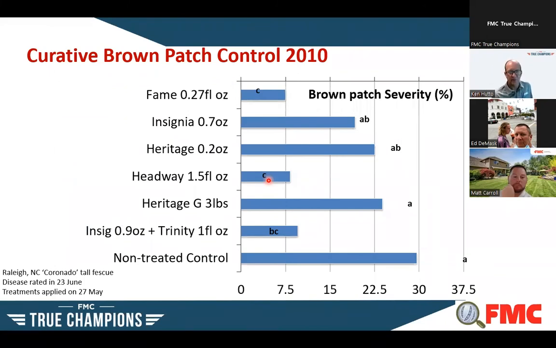In many situations, if you're called on to treat for brown patch, most often it could be a curative situation where symptoms have already developed. There are some good fungicides out there to control brown patch. Certainly FAME does a great job. This is on tall fescue in North Carolina, very effective control. This is non-treated, almost 30% disease. So it's a very effective product for curative brown patch.